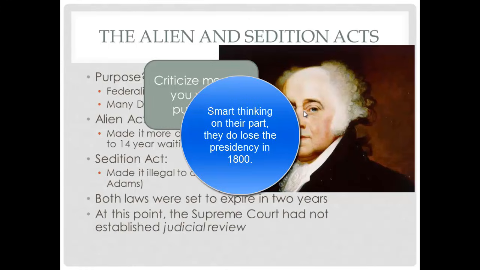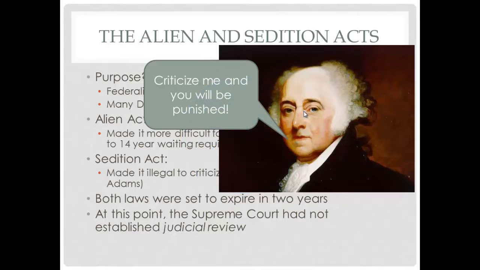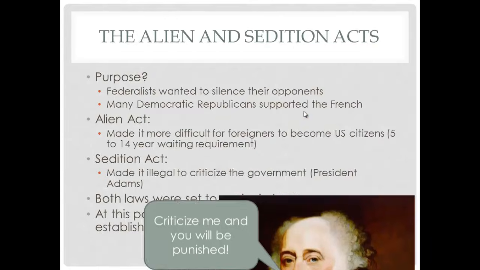And at this point, the Supreme Court had not established the principle of judicial review, or allowing the Supreme Court to declare laws unconstitutional. Now, any multiple choice questions you will see that ask about the Alien and Sedition Acts will ask, what is the purpose? And the purpose is to stop people from criticizing either the Federalist Party or John Adams. So look for that answer.